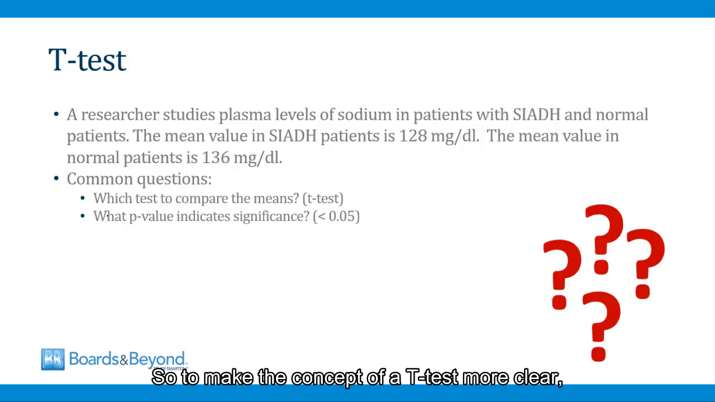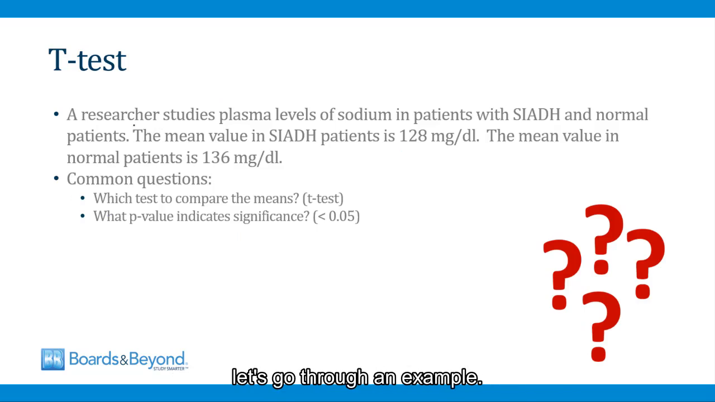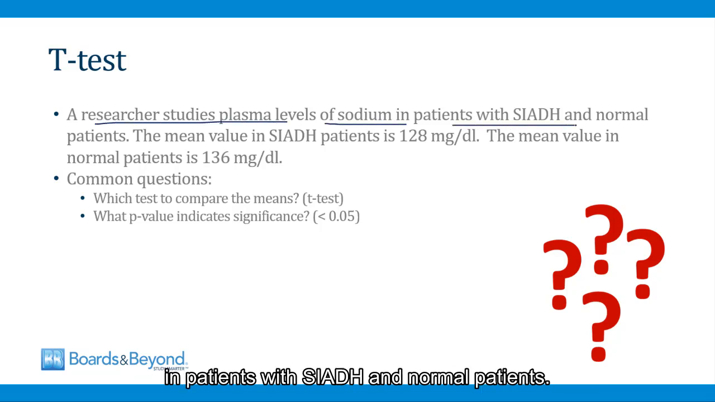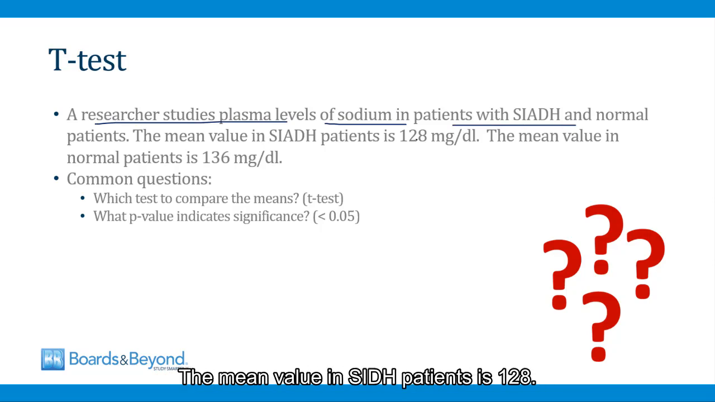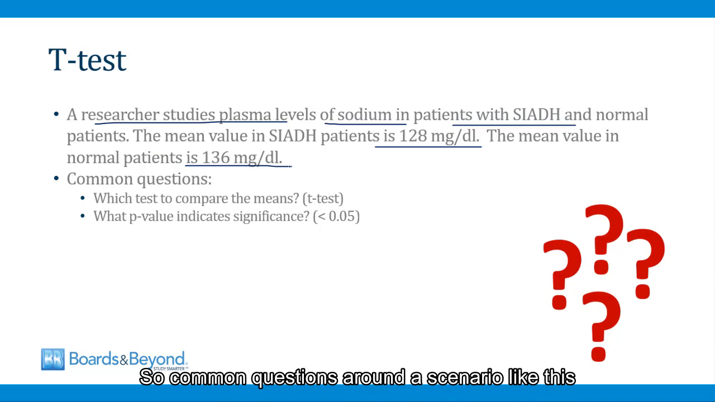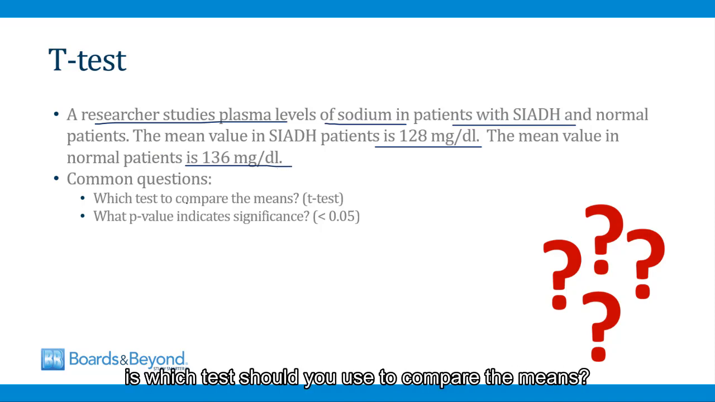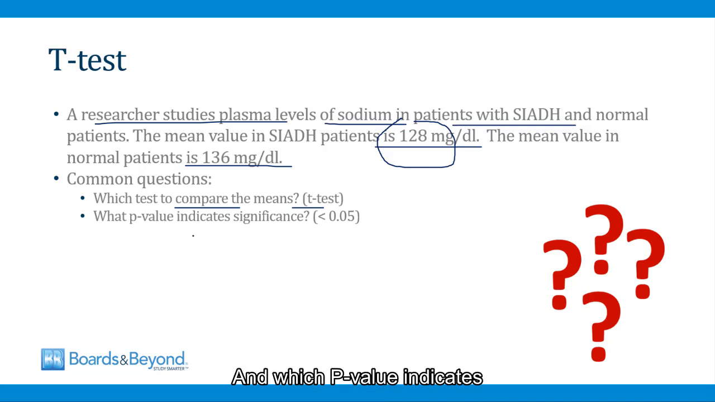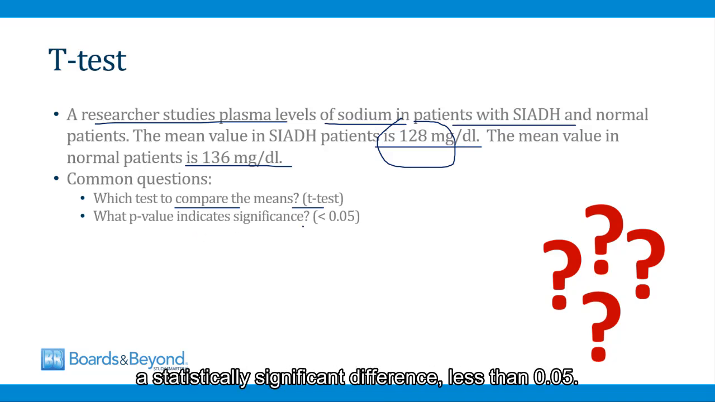So to make the concept of a t-test more clear, let's go through an example. Imagine a researcher studies plasma levels of sodium in patients with SIADH and normal patients. The mean value in SIADH patients is 128. The mean value in normal patients is 136. So a common question around a scenario like this is, which test should you use to compare the means? And the answer is a t-test, because we have two quantitative variables of serum sodium and we're comparing two means. And which p-value indicates a statistically significant difference? Less than 0.05.